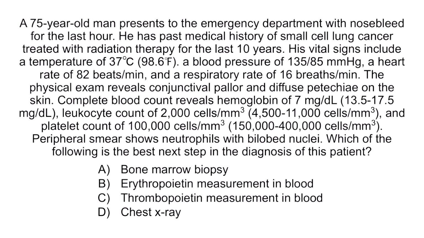A 75-year-old man presents to the ER with nosebleed for the last hour. He has past medical history of small cell lung cancer treated with radiation therapy for the past 10 years. His vital signs include a temperature of 37 degrees Celsius, blood pressure of 135/85, heart rate of 82, and respiratory rate of 16. The physical exam reveals conjunctival pallor and diffuse petechia on the skin. Complete blood count reveals hemoglobin of 7, leukocyte count of 2,000, and platelet count of 100,000. Peripheral smear shows neutrophils with bilobed nuclei.